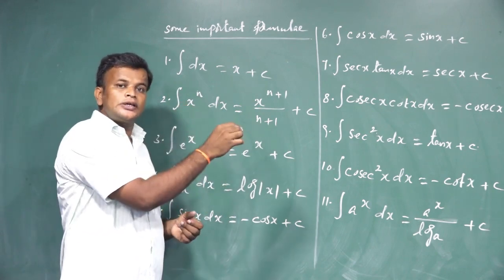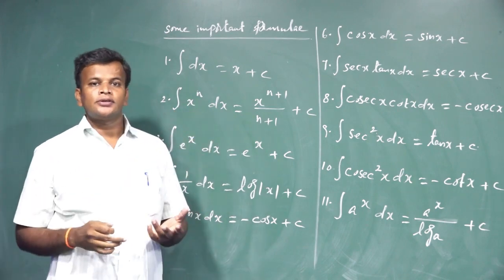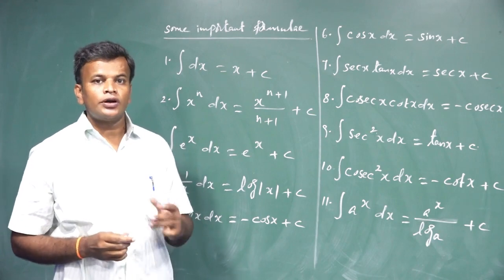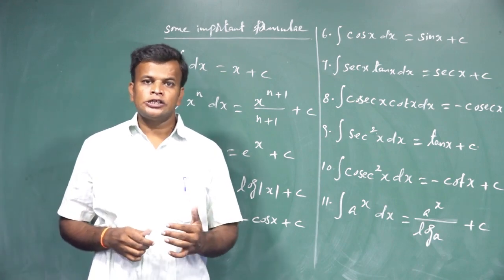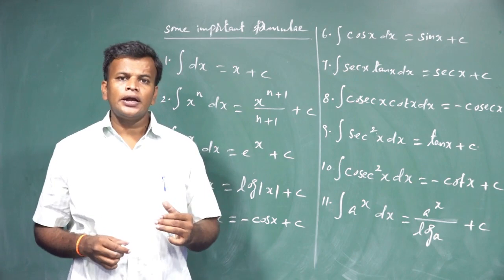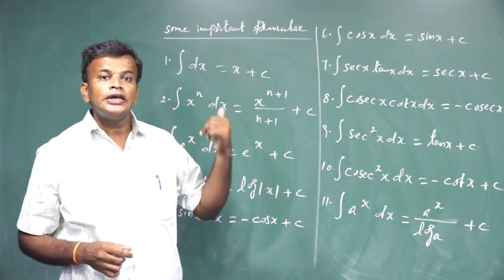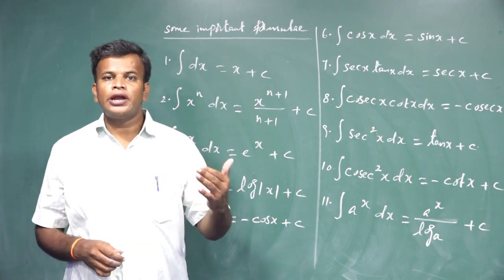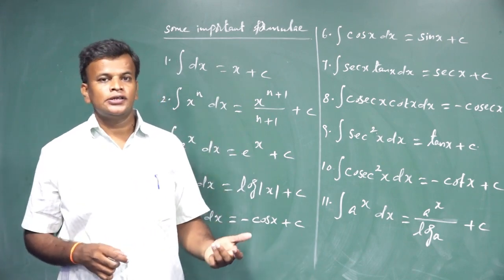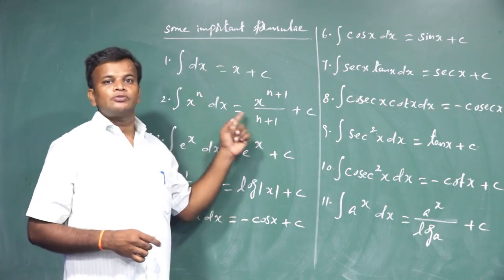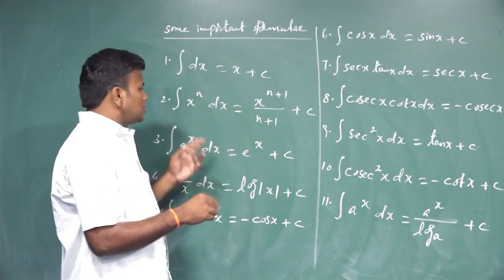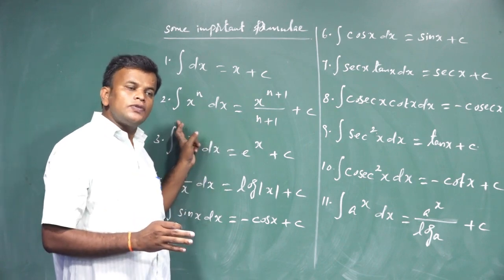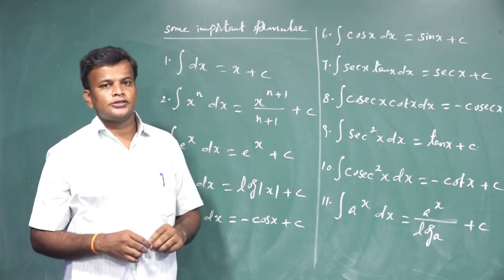So you should memorize integrating of x power n is x power n plus 1 divided by n plus 1 plus c. It's not a differentiation. You know, in differentiation the x power n formula is n x power n minus 1, but it is integration. So integrating of x power n is x power n plus 1 divided by n plus 1 plus c. When we write integrating of x power n dx, that means integrating this x power n with respect to x.